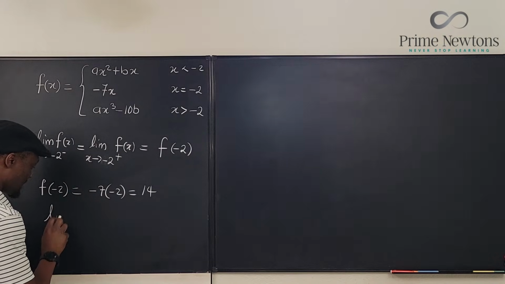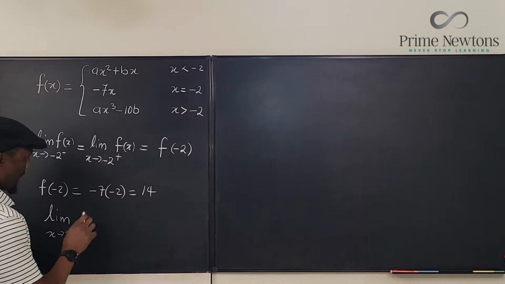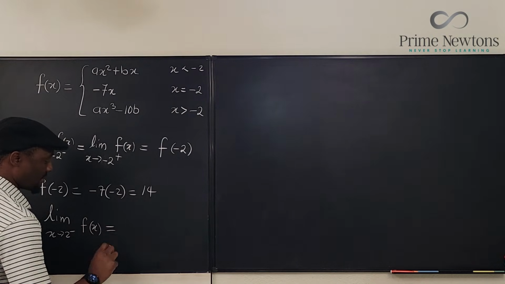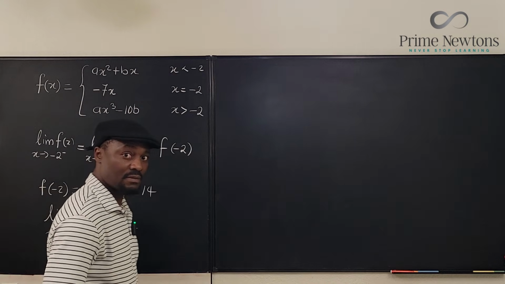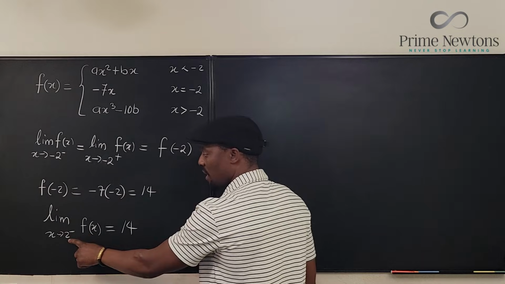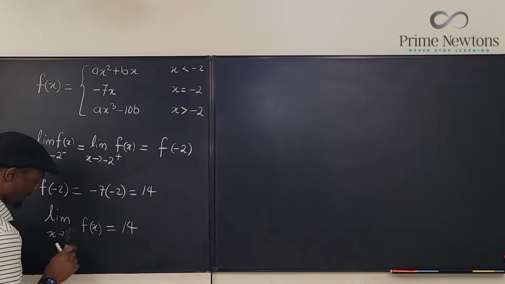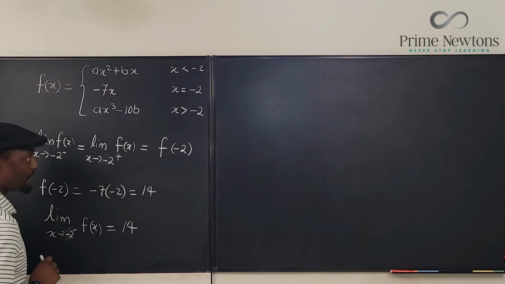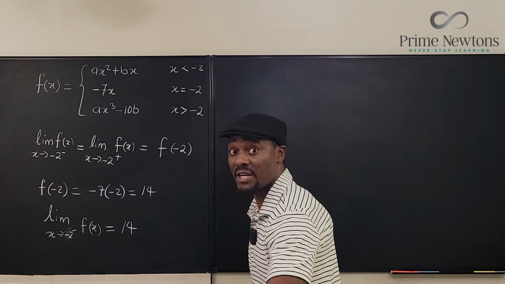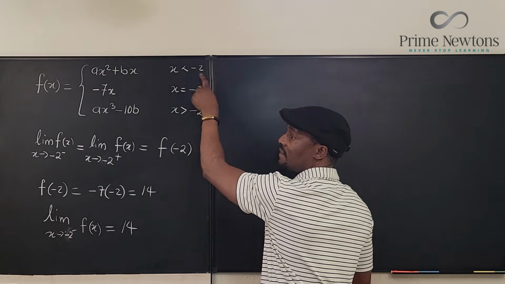What is the limit as x goes to -2 from the left of the function? It must be equal to 14. So at this point, what does this mean? What function will you use as you're approaching -2 from the left? If we're coming from the left of -2, we're taking numbers that are less than -2. So this is the function you're going to use. You have to pay attention to this.